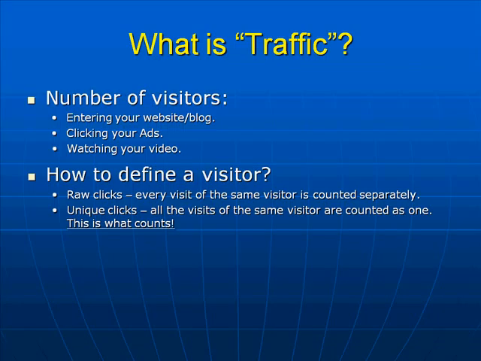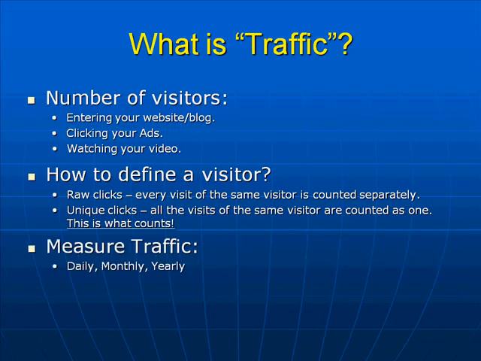Now, with raw clicks, you count every single visit of the same visitor. That means if I go to your website today and I click on something, and then tomorrow I come back and I click on the same thing, that gets counted as 2 clicks, and that's not good. With unique clicks, all the visits from one person count as just 1 click. So if I come today, or I come tomorrow, or next week, it's still just 1 visit. And that's how we need to track our visitors.